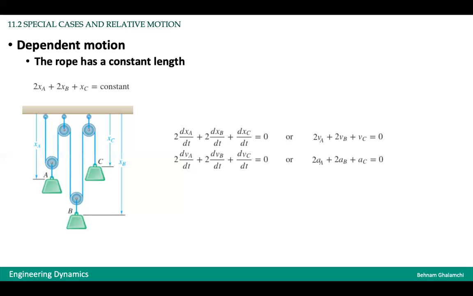So particles A, B, C are in connection. And what is the connection? The connection is the rope. And we all know that the length of the rope is constant. Then we should find the relationship between the positions of A, B, and C. How? Let's start from the length of the rope.